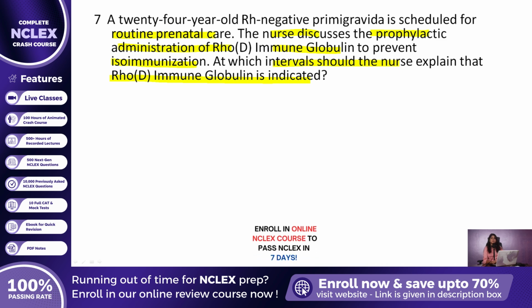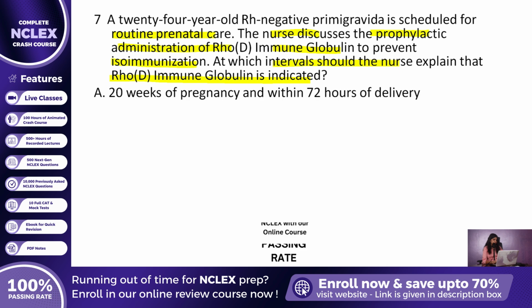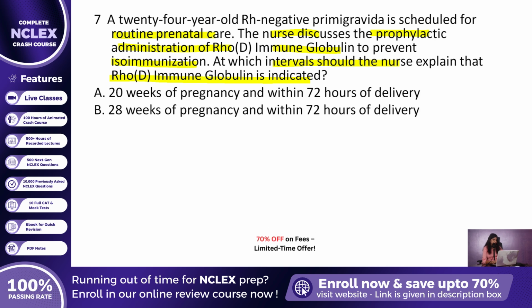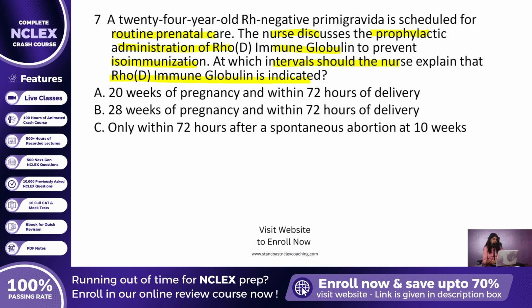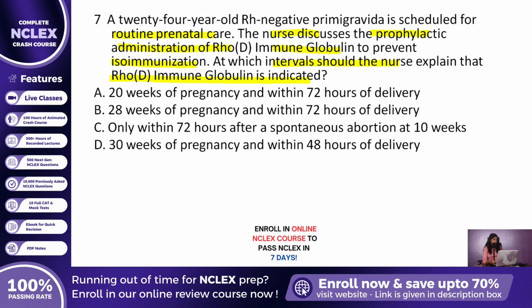Now, let us look at the options. Option A, 20 weeks of pregnancy and within 72 hours of delivery. Option B, 28 weeks of pregnancy and within 72 hours of delivery. Option C, only within 72 hours after a spontaneous abortion at 10 weeks. Option D, 30 weeks of pregnancy and within 48 hours of delivery. The correct option is option B, which is 28 weeks of pregnancy and within 72 hours of delivery.